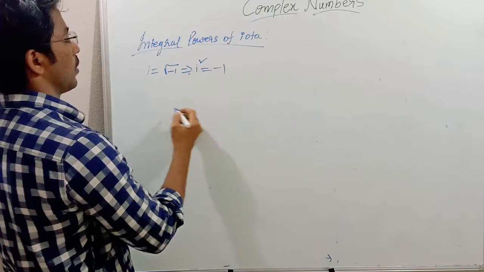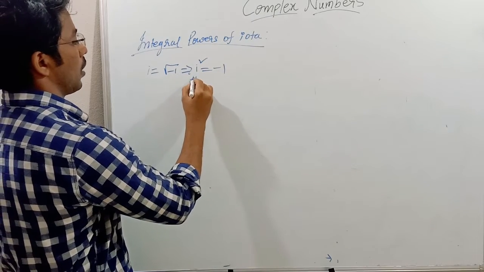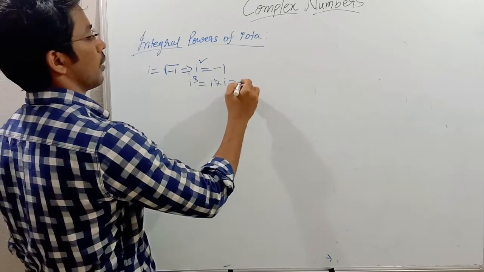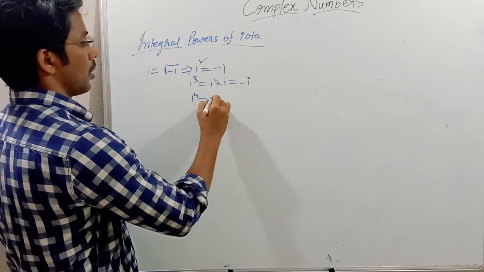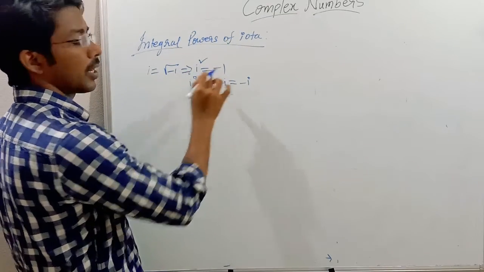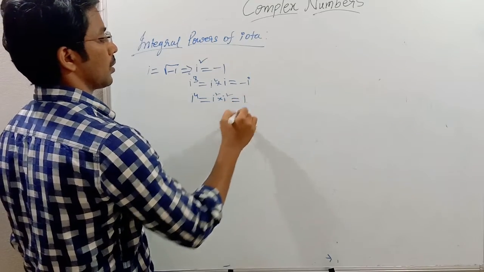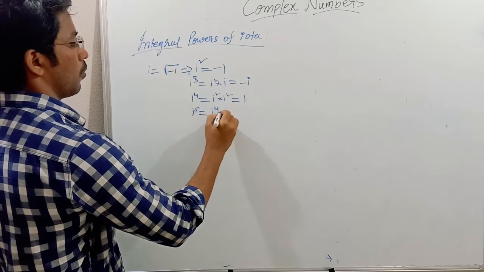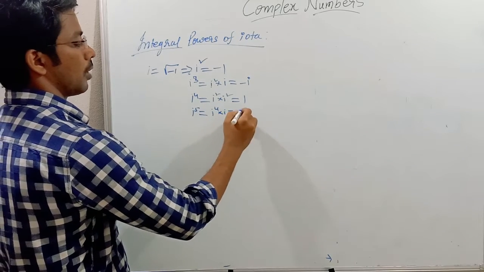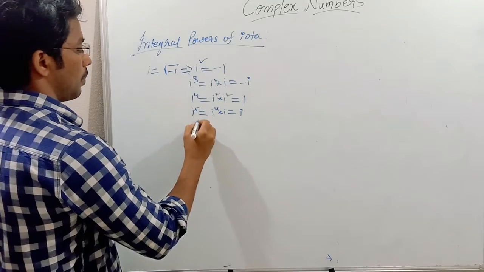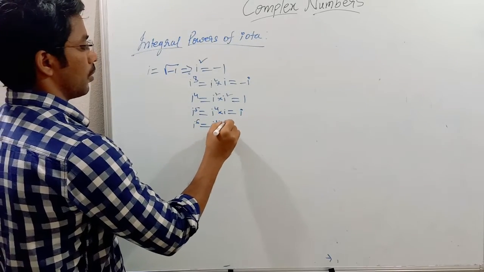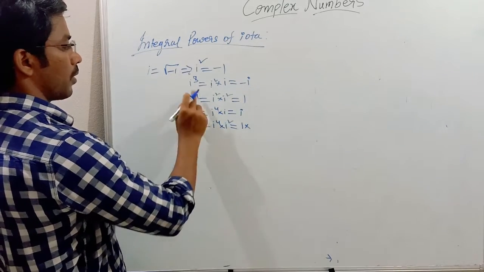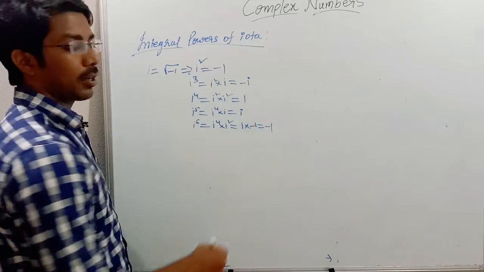is equal to -1. So i power 3 is equal to i square into i. i square value is -1, into i, minus i. i power 4 is i square into i square. i square value is -1, so -1 into -1 is plus 1. So i power 5 is equal to i power 4 into i. What is i power 4 value? 1. 1 into i is i. Next, i power 6 is equal to i power 4 into i square. So i power 4 value is 1 into i square value is minus 1. So the final value is minus 1.